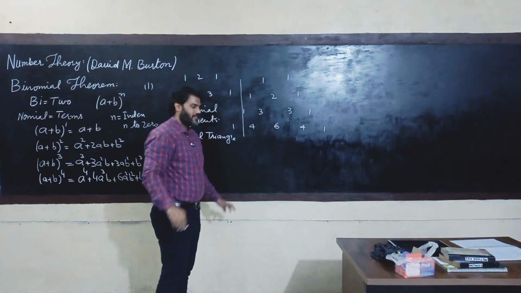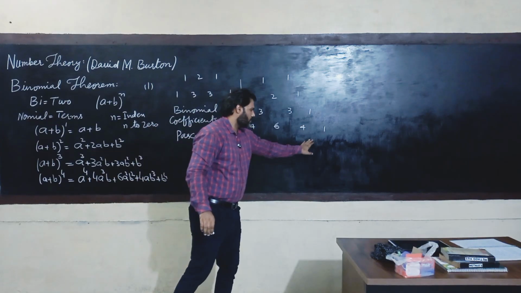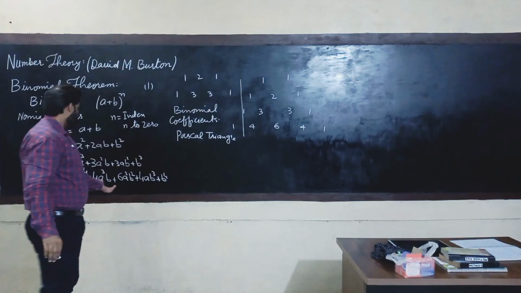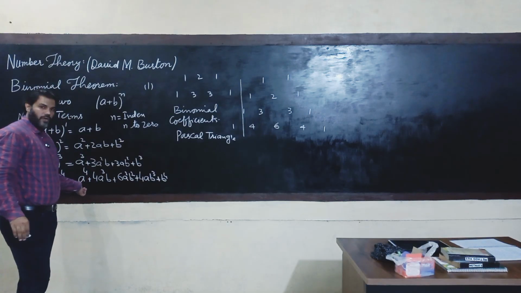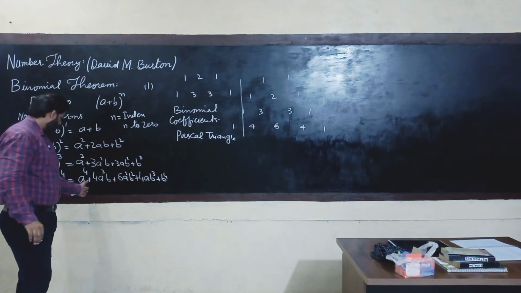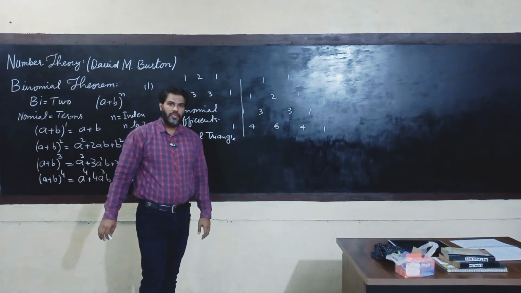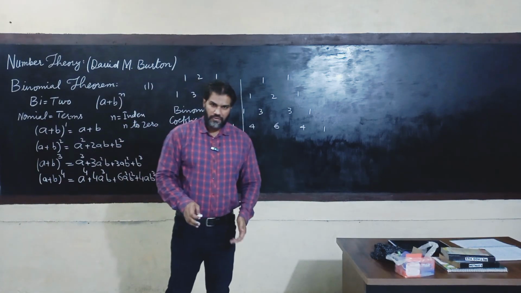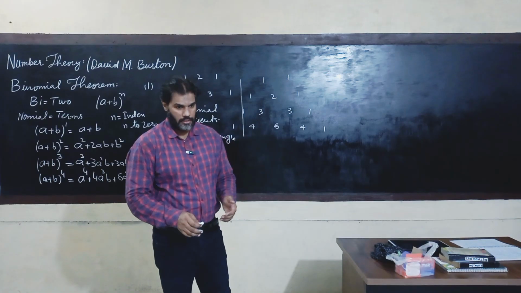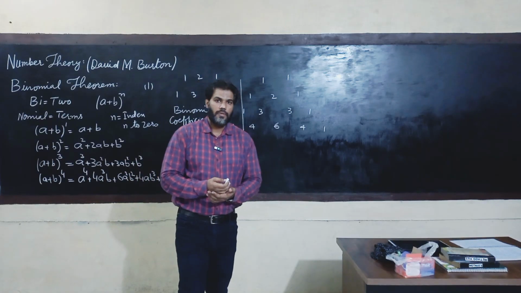So you can notice that these numbers 1, 4, 6, 4, 1 are actually present in the formula of (a + b) to the power 4. Similarly, you can find the coefficients of all other succeeding powers.